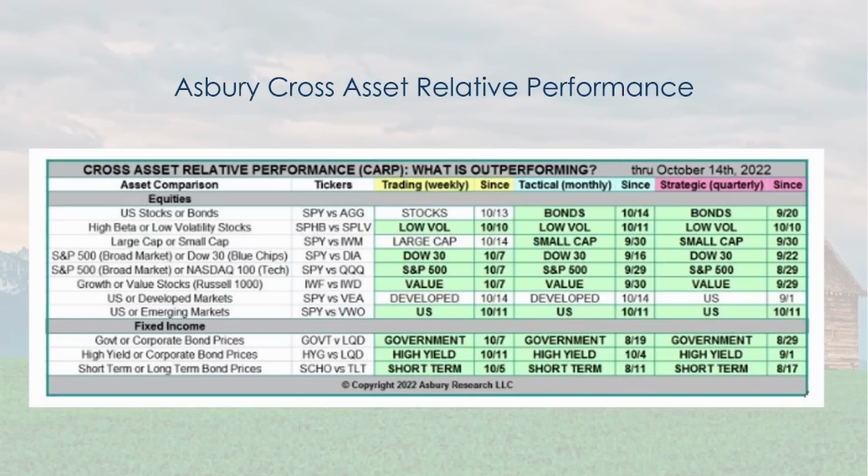And value or growth, we saw that in the chart. SPY V and SPY G, you could see the degree to which value is outperforming growth, and it's in favor here. And then the U.S. versus emerging markets, they're both down and down a lot, but the U.S. is down less. In bonds, government is down less than corporate bonds. High yield is down less than corporate bonds, and short term is down less than long term.